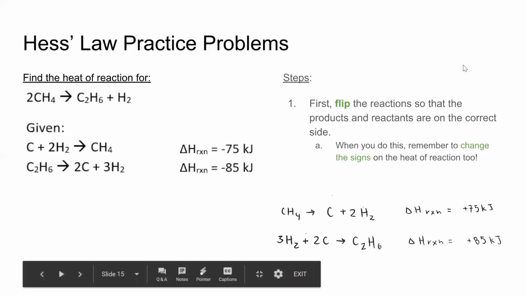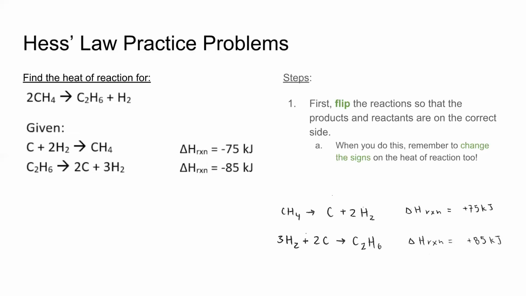So here are the steps. First, I recommend flipping the reactions so that the products and reactants are on the correct side. And when you do this, you need to remember to flip the signs on the heats of reaction too for those equations. So the reaction we want has CH4 on the reactant side. But in the first equation we're given, CH4 is on the wrong side. It's on the right side. So we're going to have to flip this first equation.